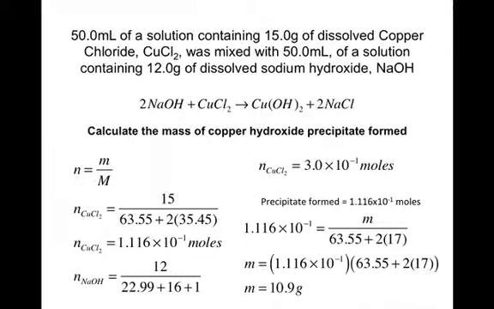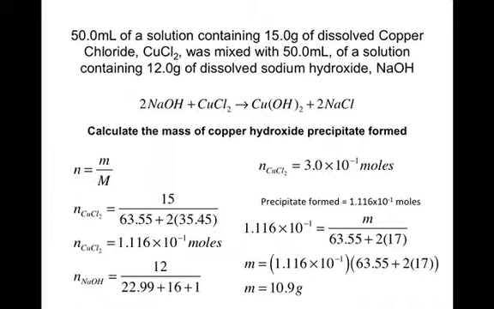So then for our sodium hydroxide, we are going to repeat a very similar process. We're going to substitute the mass in as 12 grams, and the molar mass is going to be equal to simply the sum of the molar masses of each of the individual atoms that we have there. So we have Na plus O plus H. And doing the arithmetic, we find that that's 3.0 times 10 to the negative 1 moles. So the amount of precipitate formed is 1.116 times 10 to the negative 1 moles, because that is evidently the lower number we have out of the two there.